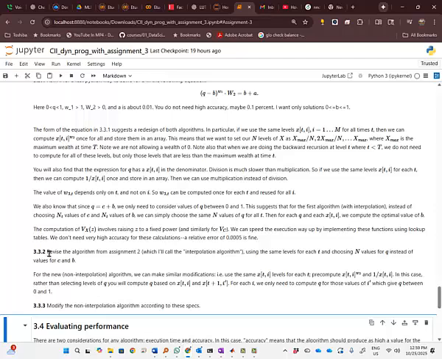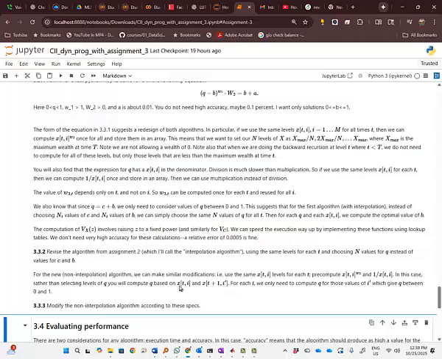Now we want to revise the interpolation algorithm, using the same levels for each t and choosing n values for q instead of values for c and b. In other words, I want you to implement these changes in the interpolation algorithm. Then for the non-interpolation algorithm, we can make similar modifications. We use the same levels for each t, and we pre-compute these values for each one of those x levels. In this case, rather than selecting levels of q, you will compute q based on xti and xt plus 1 i prime.